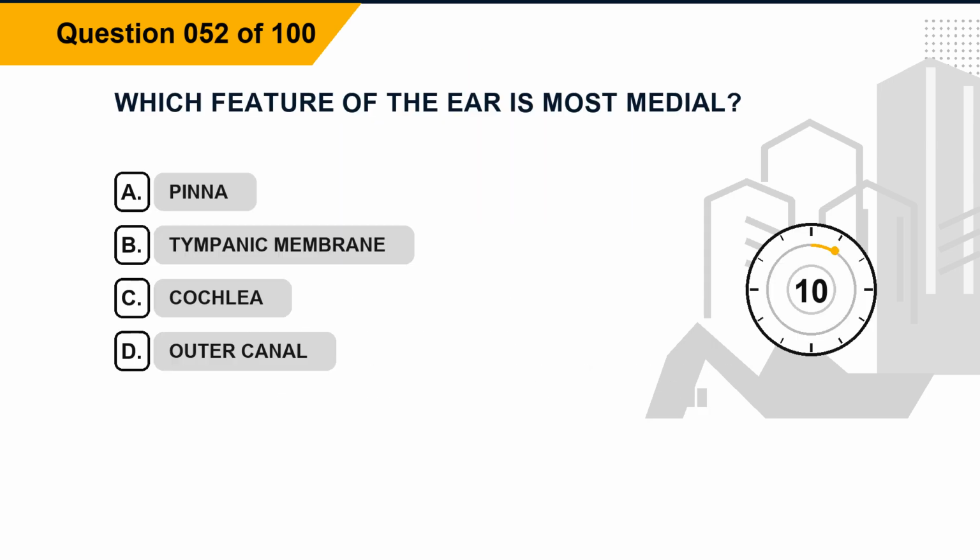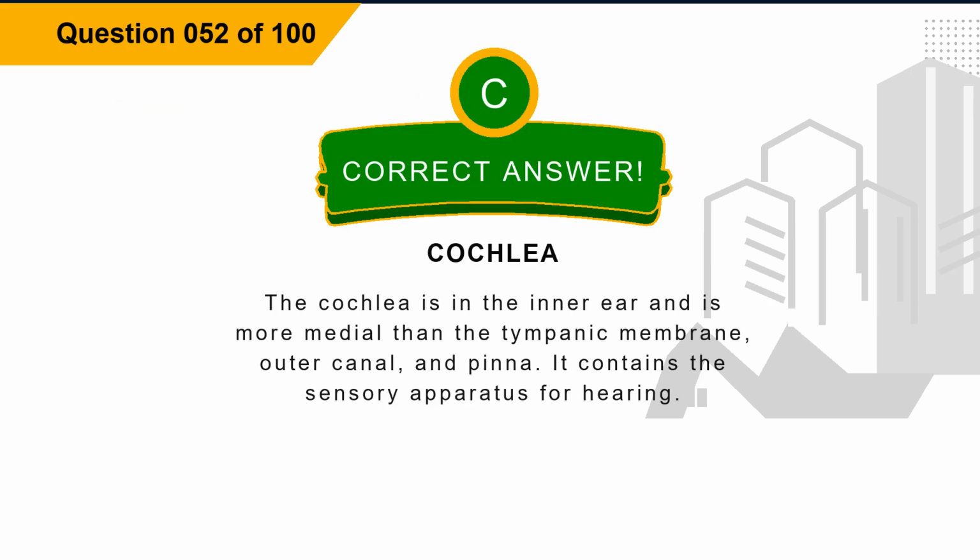Question 52. Which feature of the ear is most medial? Option A, pinna. Option B, tympanic membrane. Option C, cochlea. Option D, outer canal. The correct answer is option C, cochlea. Explanation. The cochlea is in the inner ear and is more medial than the tympanic membrane, outer canal, and pinna. It contains the sensory apparatus for hearing.